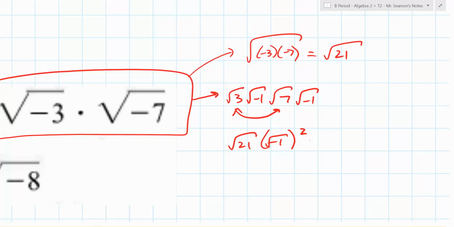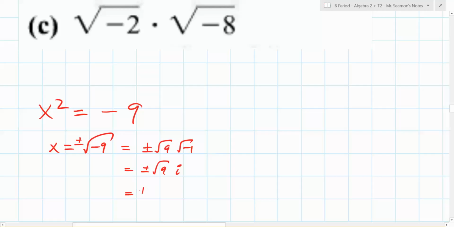Is it negative 1? No, because negative 1 says negative 1 is 1. But I thought that would give you... It's just negative 1. Or minus the square root. Oh, it's plus or minus 3i.